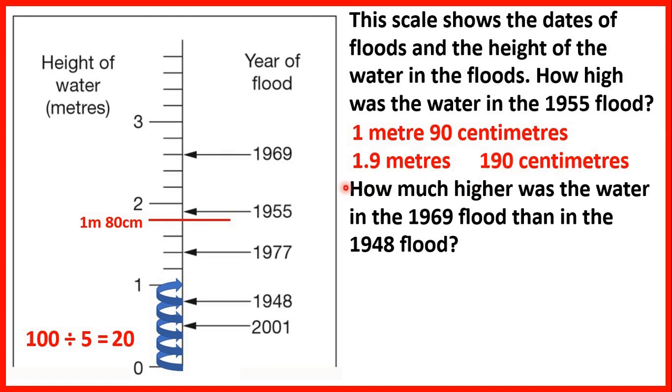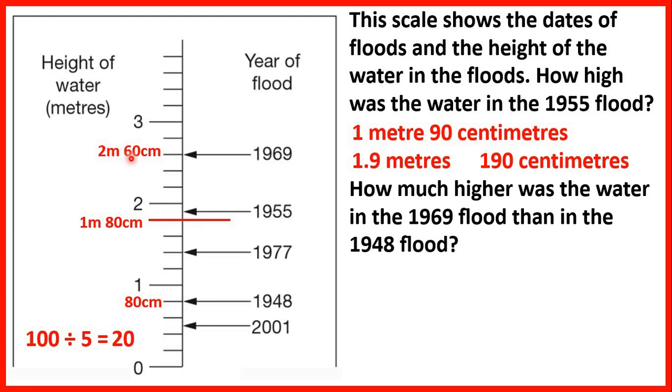Now, how much higher was the water in the 1969 flood than in the 1948 flood? Well, the 1969 flood would have been 2 metres 60 centimetres, because remember, each line is 20 centimetres, so we have 2 metres, 220, 240, 260. And then the 1948 flood would be 80 centimetres, because we have 0, 20, 40, 60, 80.